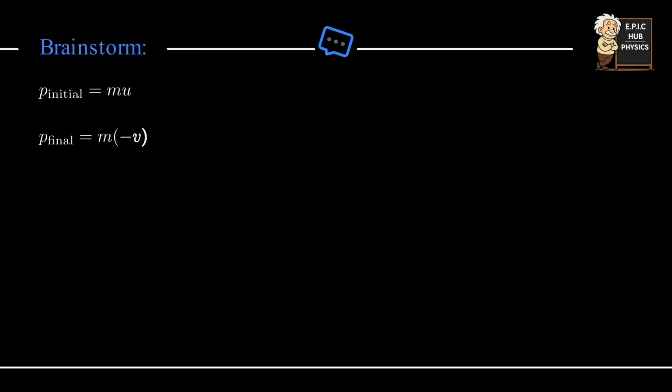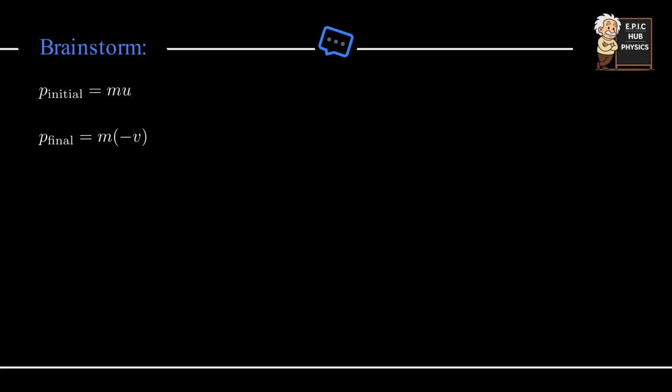Let's get into solving the problem. Before the collision, the sphere is moving toward the barrier with speed u. So the initial momentum of the sphere is mass times velocity, which gives p initial equals mu. After the collision, the sphere rebounds in the opposite direction. Since the direction is now reversed, the velocity becomes negative relative to the original direction. Therefore, the final momentum is p final equals m multiplied by negative v.